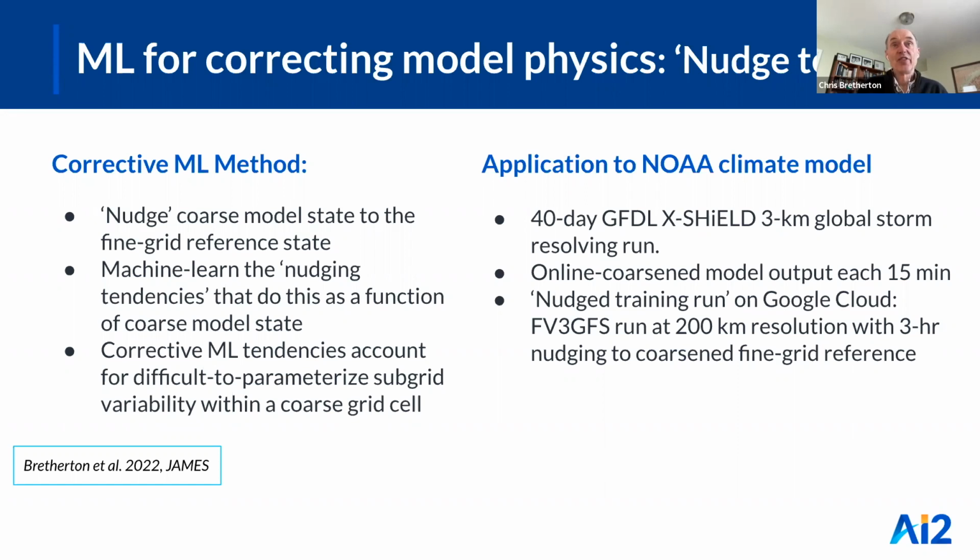We then use this as the training data to nudge the coarse model toward the fine model over those 40 days. Machine learn the nudging tendencies as a function of the coarse model state in each column. And then we apply that prognostically as a correction to the 200 kilometer model.